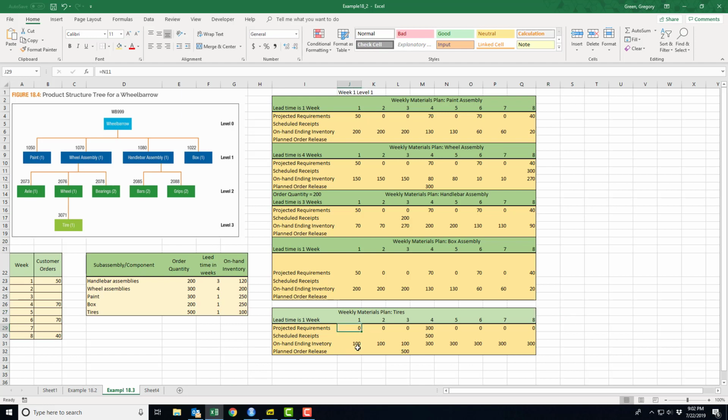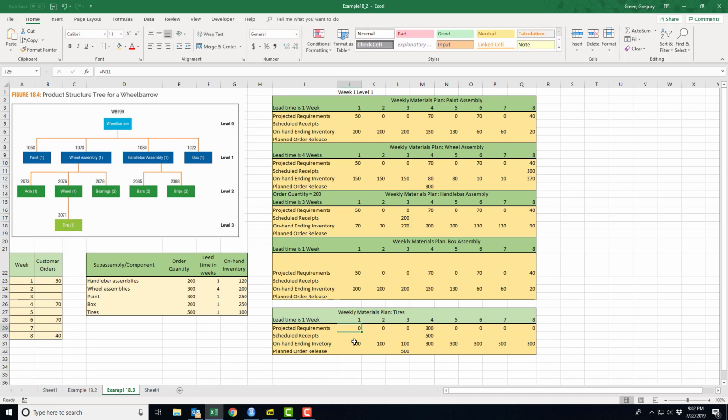Now, notice the projected requirements are different here for these level 3 items. Well, why are they different? Because the demand here is not feeding from the final demand. The demand here is feeding off of, well, what do I need in the wheel assembly? So I'm looking and saying, okay, what requirements do I have 4 weeks down the road? Why 4 weeks? Because if this cell up here were non-empty, then I'm going to want to order something 1 week prior, because there's a 1 week delay on tires. So let's work our way through this.